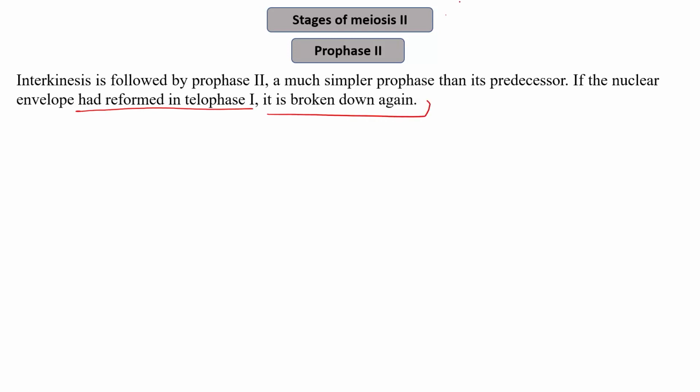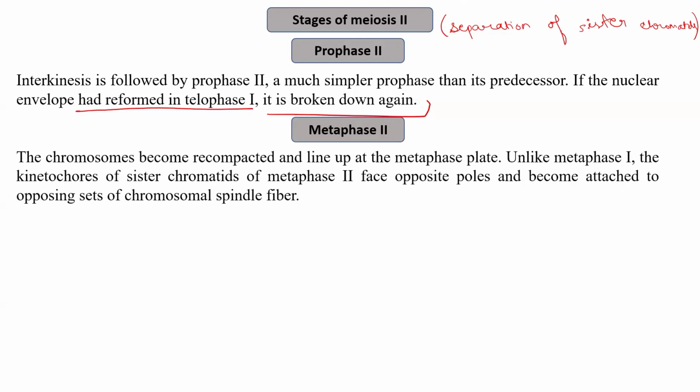So what is actually happening in meiosis 2 is the separation of sister chromatids, right? So in meiosis 2, there is a separation of sister chromatids. Prophase 2 is followed by metaphase 2. The chromosomes become recompacted and line up at the metaphase plate, just like what happens in the metaphase of mitosis. And unlike metaphase 1, the kinetochores of sister chromatids in metaphase 2 face opposite poles.